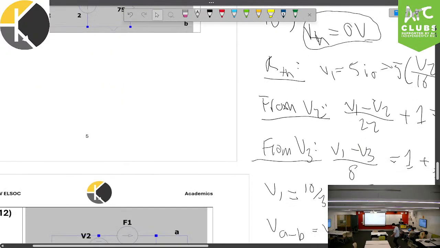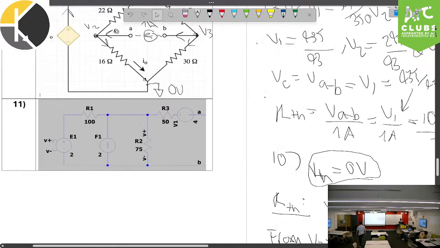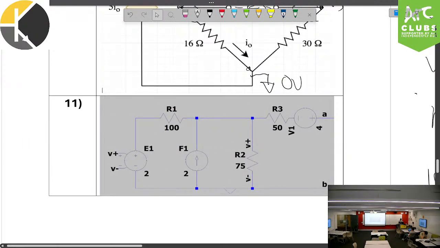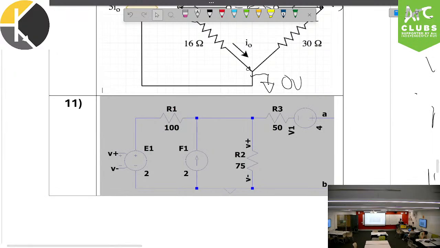Please excuse the slides loading. So, question 11, we have a dependent source. It is a voltage-dependent voltage source, and we have 2 independent sources, right? And so, let's think about this.